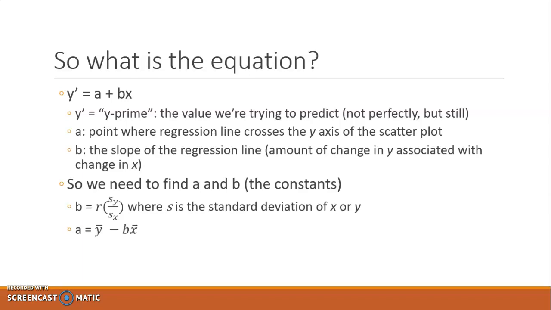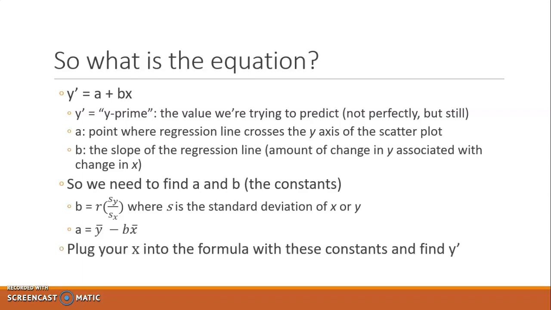And a is equivalent to the mean of y, which you've also already found because to find z, you have to subtract the mean from each score, minus b, which you just found, times the mean of your x, which you already found because you needed that to find the z-score. So you can see how the conceptual formula basically gives you everything you need. You take those numbers, you tweak them a little bit, and then you start plugging x's in, and when you plug the x in, it will then give you y.